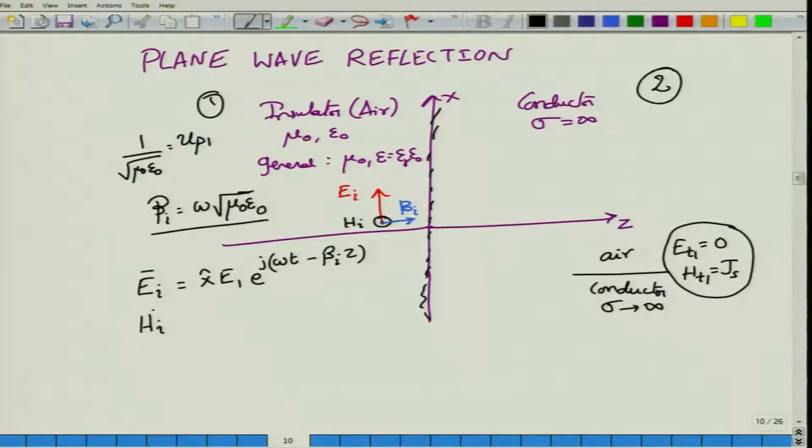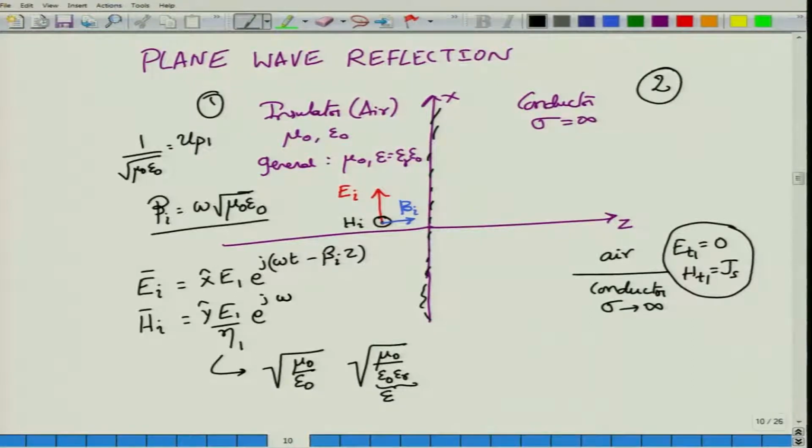Similarly, the magnetic field for the incident wave will be along the y direction, because the wave is propagating along the z axis. E cross H must point in the direction of propagation, which is z, and the amplitude here will of course be E1 divided by eta 1, where eta 1 is the medium impedance, given by square root of mu naught divided by epsilon naught for air, or in general by mu naught divided by epsilon naught epsilon r. The product of epsilon naught and epsilon r is what we normally call epsilon. So, this is the medium impedance, and it also has the same time and space dependence as the electric field component.